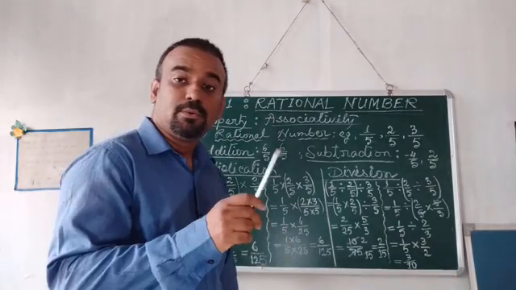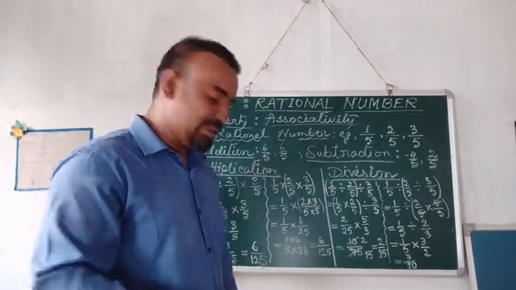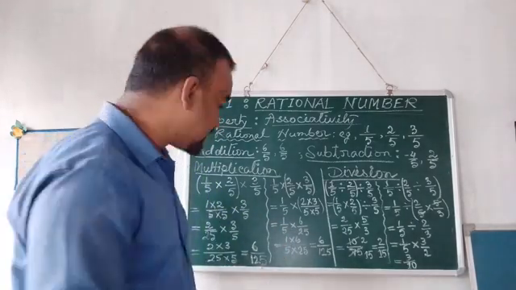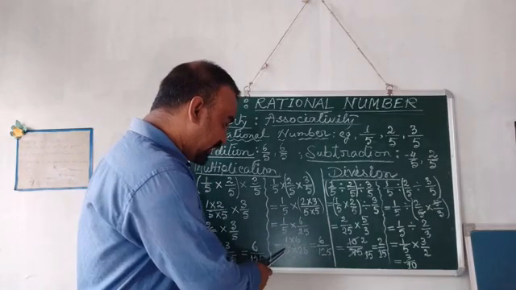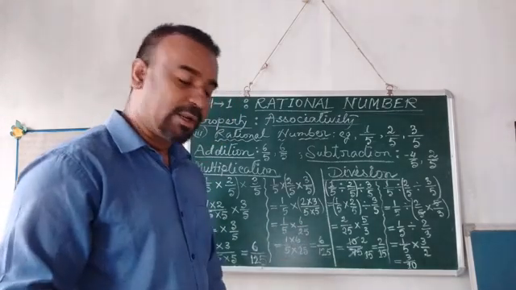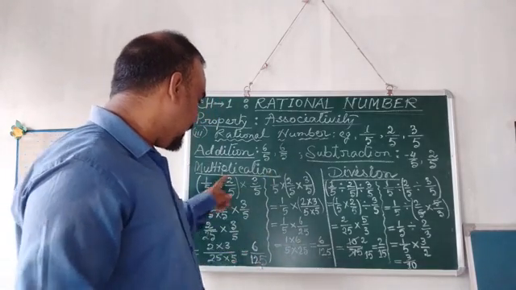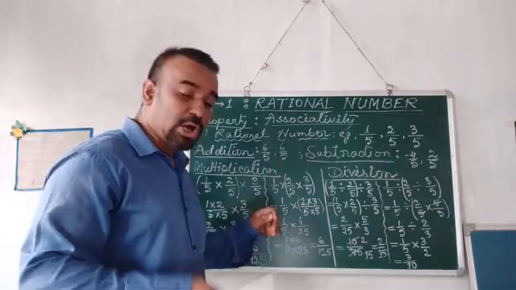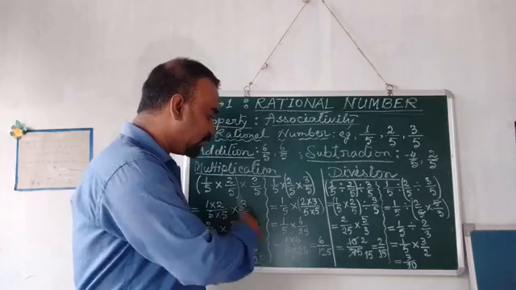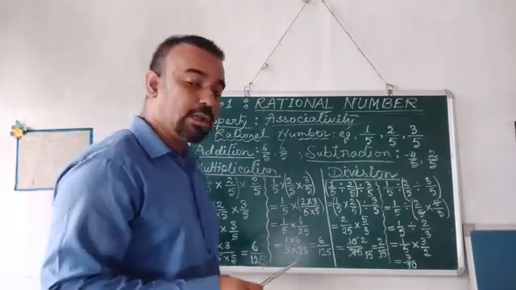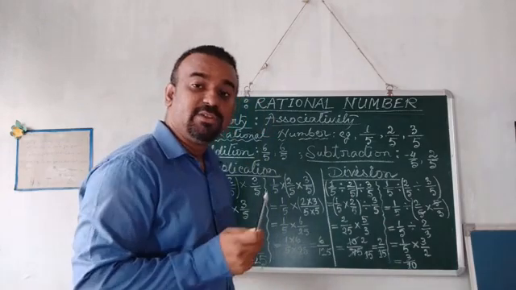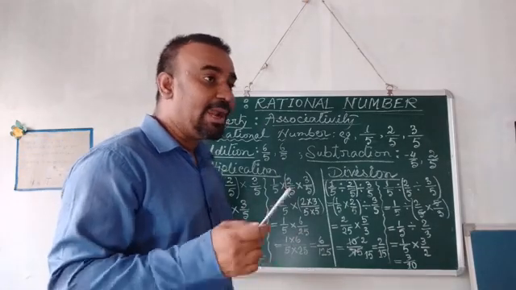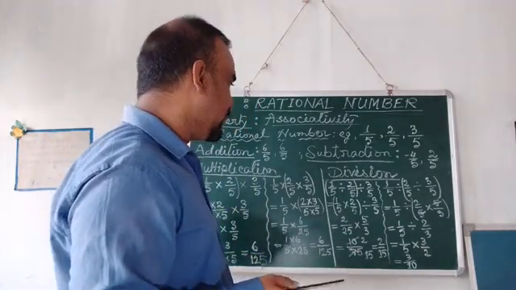Now on the top, 1 and 6 are there, so 1 and 6 should be multiplied. So 1 into 6, and in the denominator's place, 5 into 25 is 125. So for this case, the first answer was 6 by 125. The second answer is also 6 by 125. That means both of the answers are coming out the same. Okay. Now we will go for division, where we will take three rational numbers and apply the associativity property. Okay, let us see that.